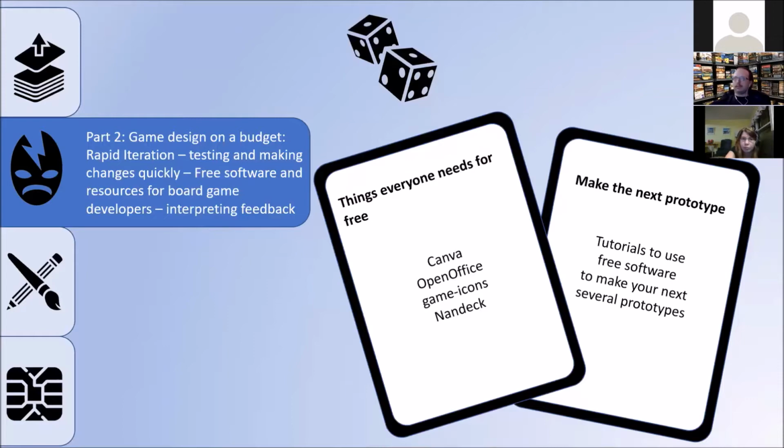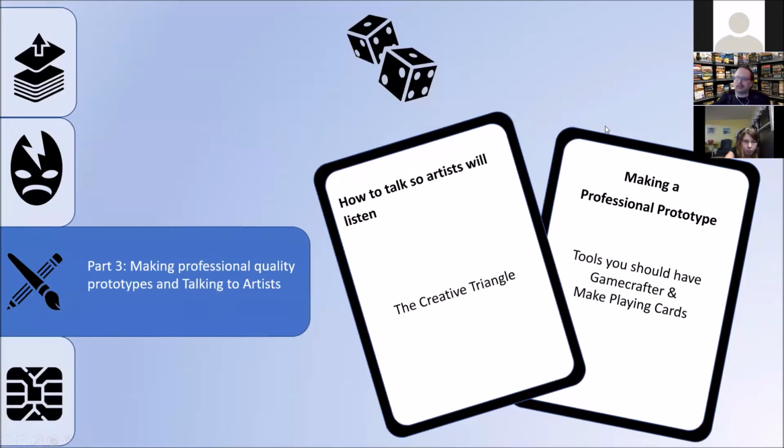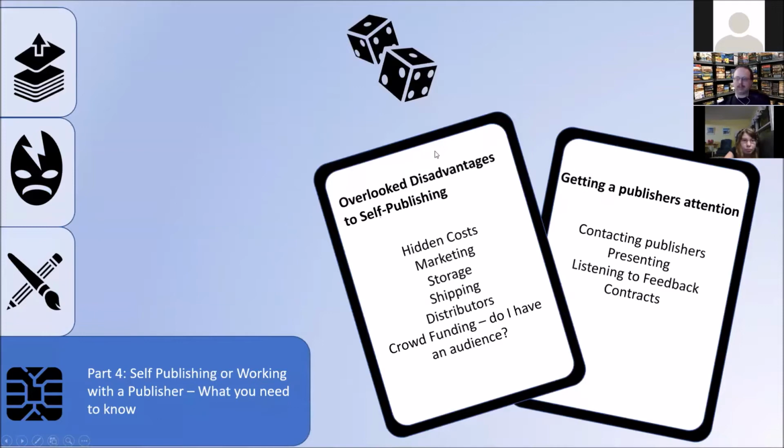We're also going to be going over free software that's available to you to make your prototypes, which is very helpful for making things quickly. Again, just as a quick reminder, next week we're going over making professional quality prototypes and talking with artists. And the final week we're doing self-publishing or working with a publisher, the different facts that you need to know for considering both ways.